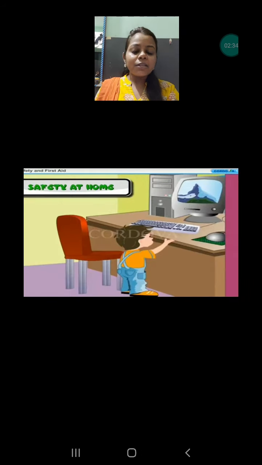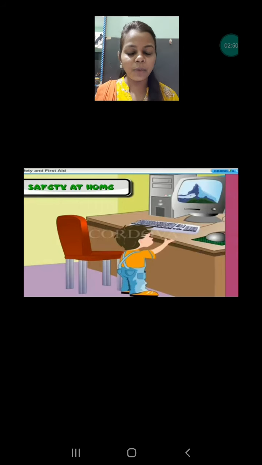Okay, next we are going to talk about some things which are placed at a height, okay, on a shelf where you are not able to reach. So what will you do if you are not able to get those things? Will you put a chair and table and try to climb?